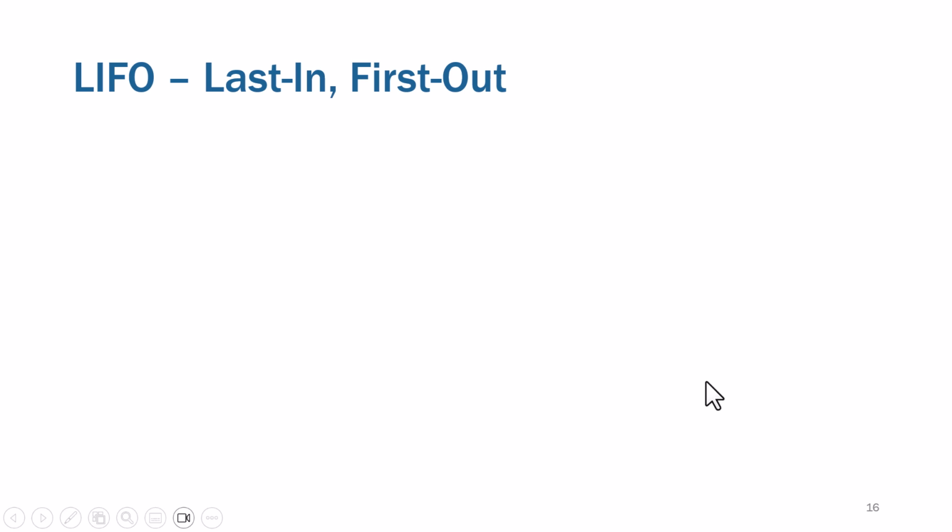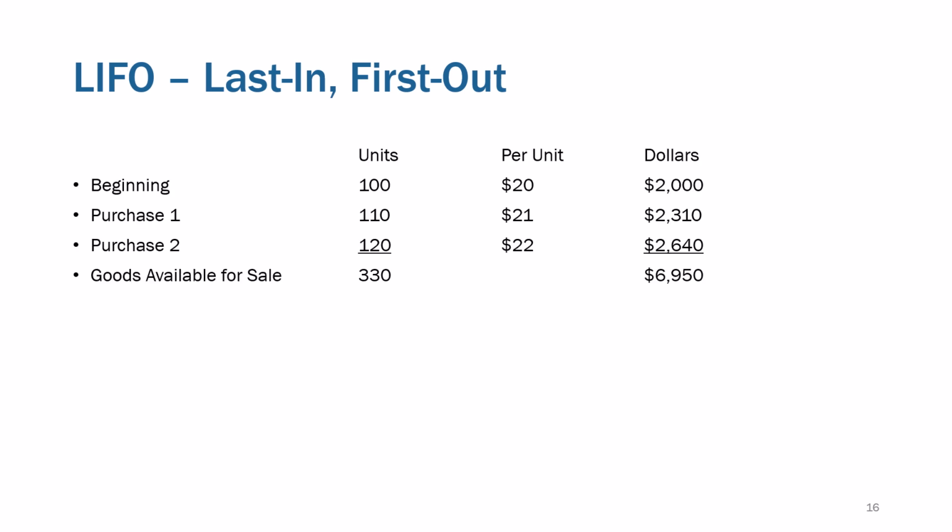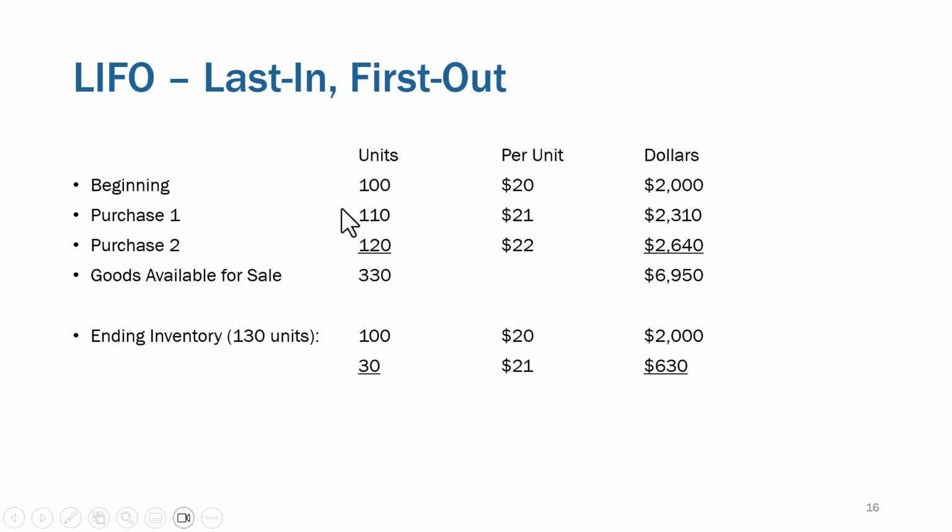All right, last in, first out. So here's your same structure, but what this means is the stuff that we sold, the 200 units that we sold, are first coming from purchase 2, and then some from purchase 1. The stuff in inventory is starting with the beginning and then some stuff from purchase 1. So ending inventory is this because it's last in, first out. That means that the accounting treatment is saying that the first stuff is still in ending inventory. So this could be the 100 units that we started with at $20 a unit, and then 30 units from purchase 1 at $21 a unit.